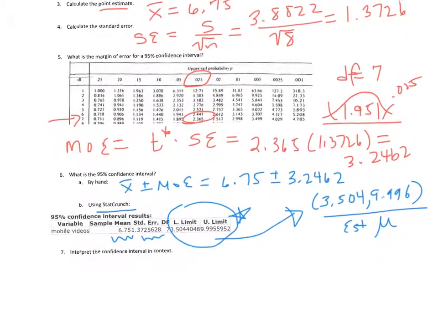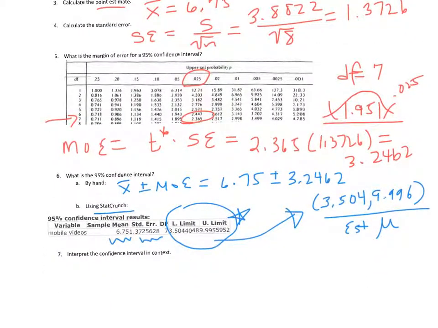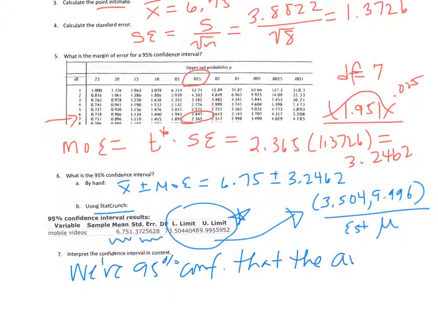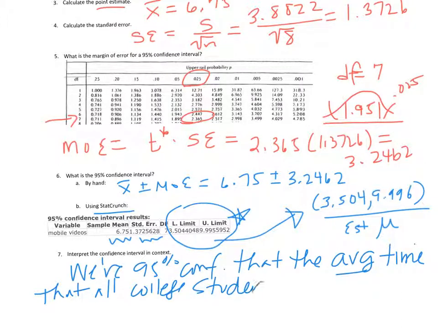Okay, so the final thing to do is just to interpret this interval in context. So we want to just say something along the lines of, we're 95% confident that the average time, make sure the word average is in there, that the average time that all college students spend watching videos on their mobile phone is somewhere between 3.5 and about 10 hours per month.